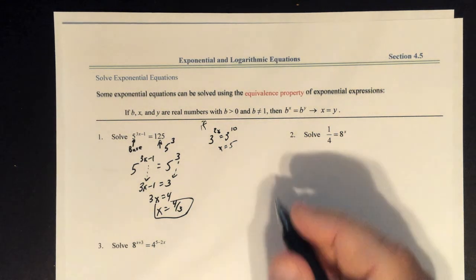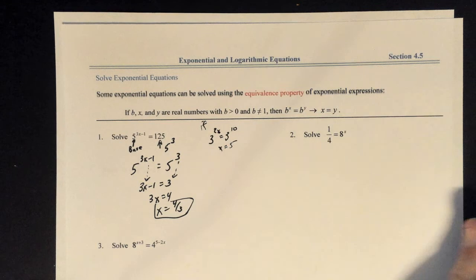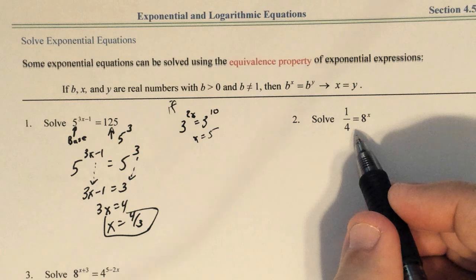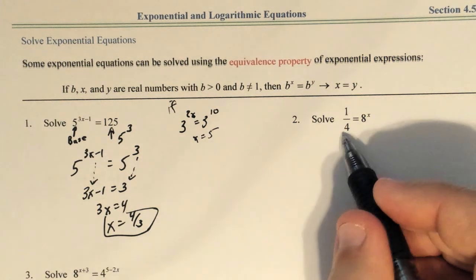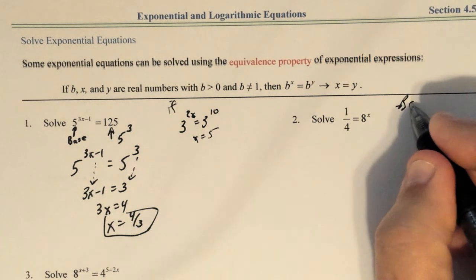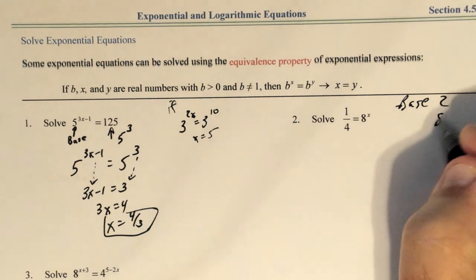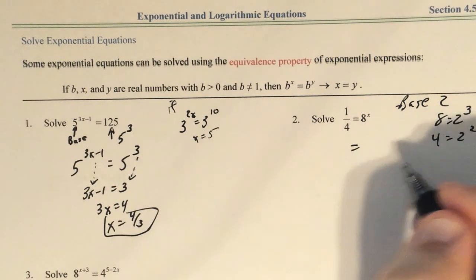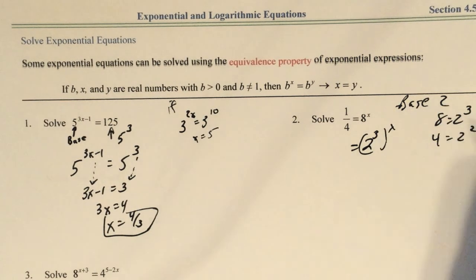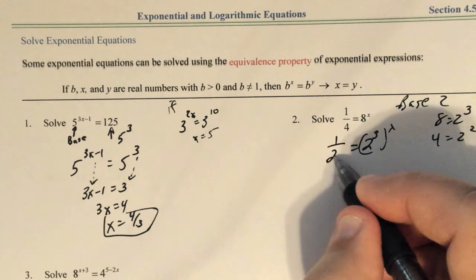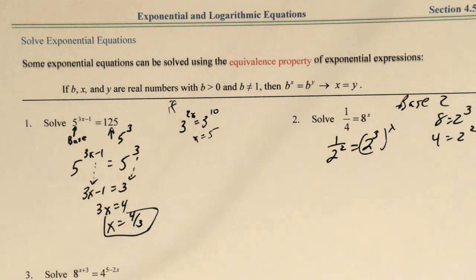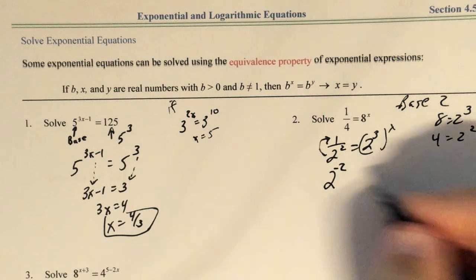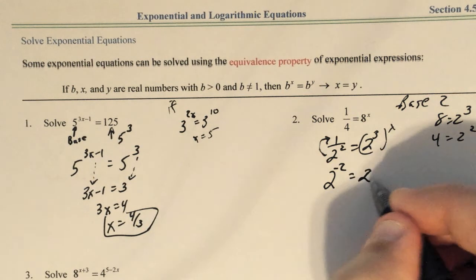Okay, so let's look here. Are those the same base? Well, I know 4 and 8, I can make those into base 2, because 8 is 2 cubed and 4 is 2 squared, right? Well, if I make this 2 cubed to the x and 1 over 2 squared, they're still not technically the same base, but what happens if I move this 2 up to the top? Wouldn't that become 2 to the negative 2 is equal to 2 to the 3x?